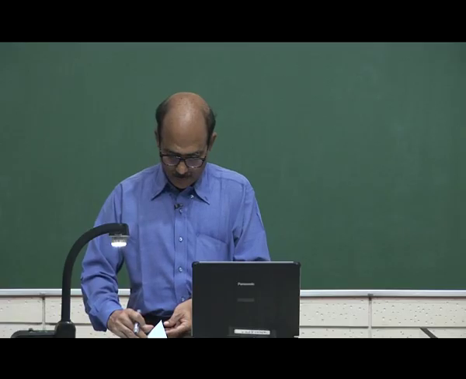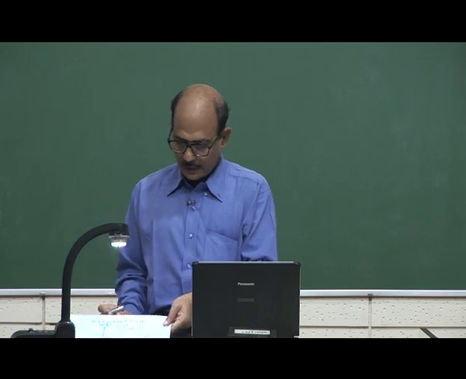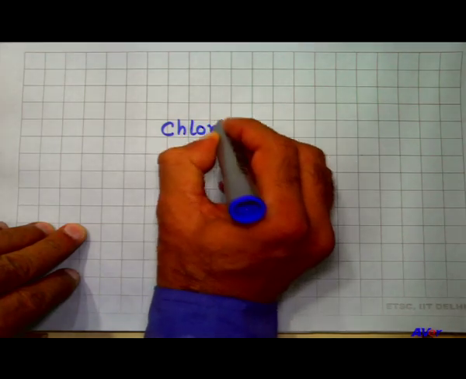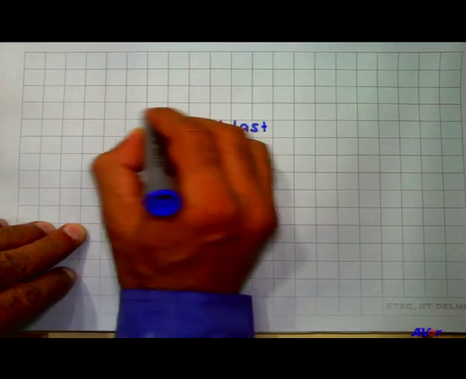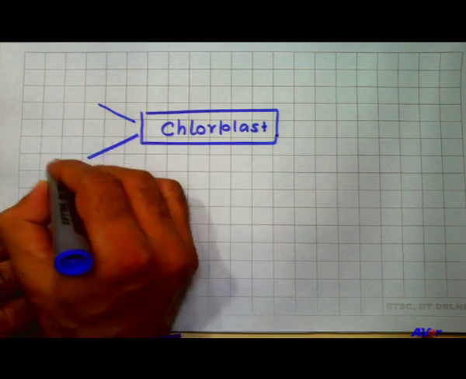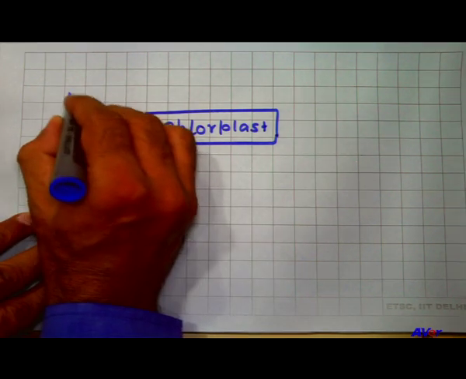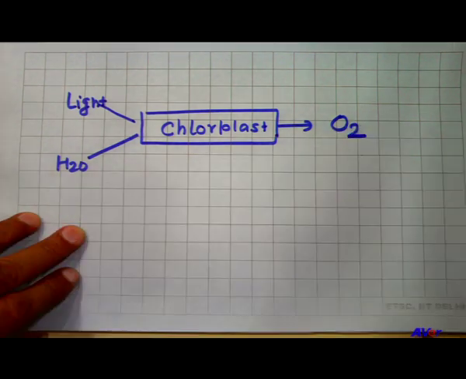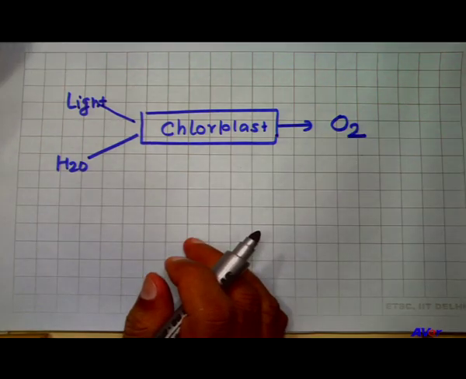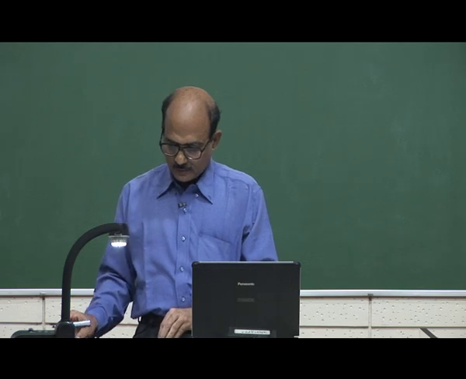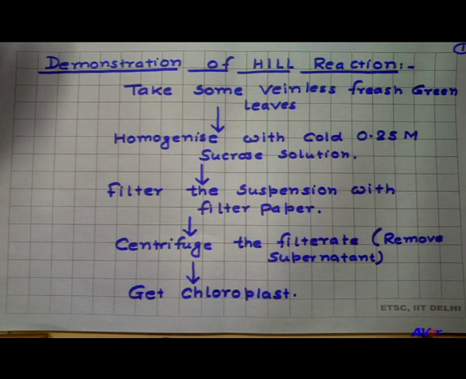We have already discussed in my previous classes, according to the Hill reaction, where the chloroplast is isolated, and in the chloroplast Hill gave only light and water, and O2 is released. How is the chloroplast isolated? There is a demonstration of the Hill reaction.